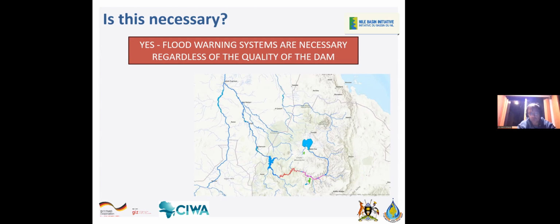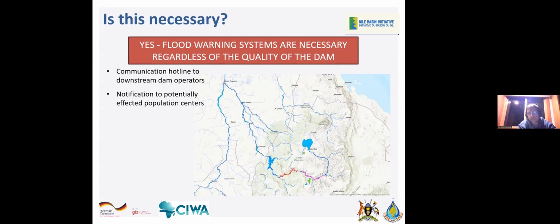Again, it's not saying that something will happen, but good engineering would say that there always should be a plan in place. Communication hotlines to the downstream dam operators. Notification of potentially affected population centers, making sure information gets provided to those cities downstream that there's a flood coming potentially. Siren systems along the river channel. The city I live in right now, the siren goes off once a week to test it out to make sure that it's working in case there is a flash flood coming down.